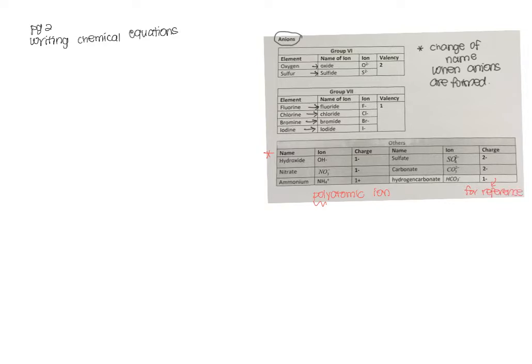But the remaining 5 of them over here, hydroxide, nitrate, ammonium, sulfate, and carbonate. These are the must memorize ones. And I'm going to test you. Okay, so I would like to give you an example.